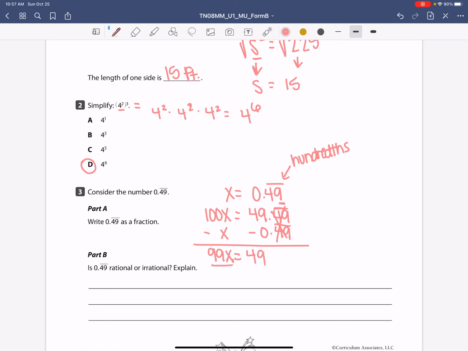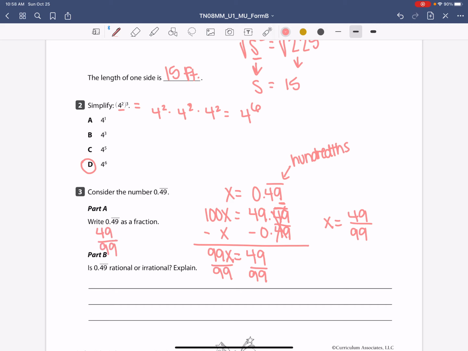And finally, you'll divide both sides by the coefficient 99, and you're left with x equals 49 over 99, which cannot be reduced because 49 and 99 have no other factor in common. So this is our solution here for part A. 0.49 repeating as a fraction is 49 over 99.